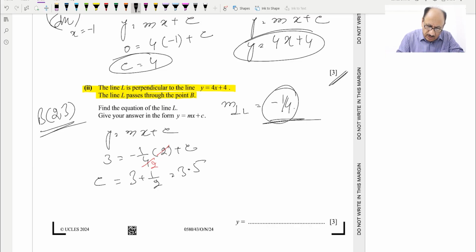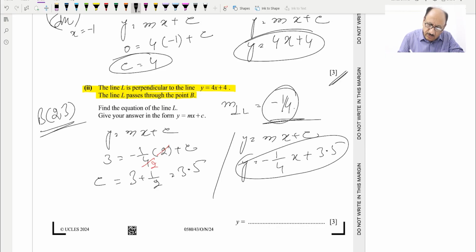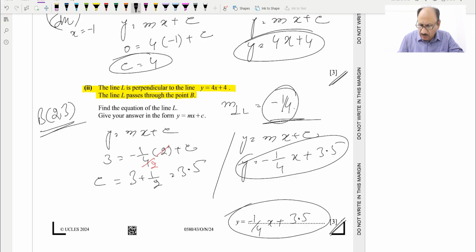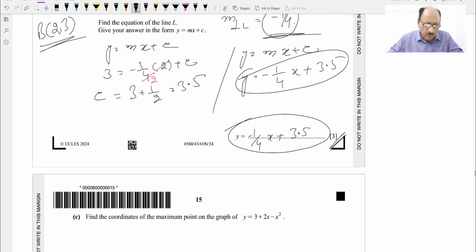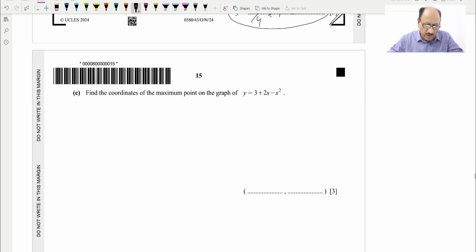Now we can write y is equal to mx plus c. So y is equal to gradient is minus 1 by 4x and plus 3.5. This will be the equation. Y is equal to minus 1 by 4x plus 3.5 or 7 by 2, whatever. This one is fine, and 3 marks. This is done. Now C part says find the coordinates of the maximum point.